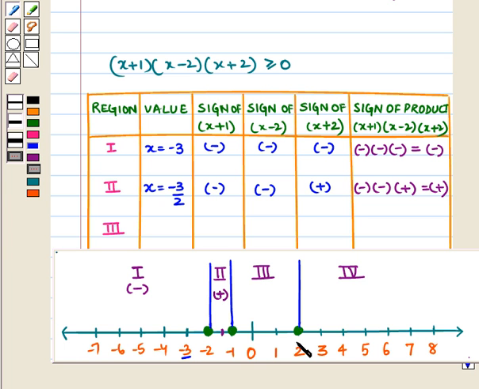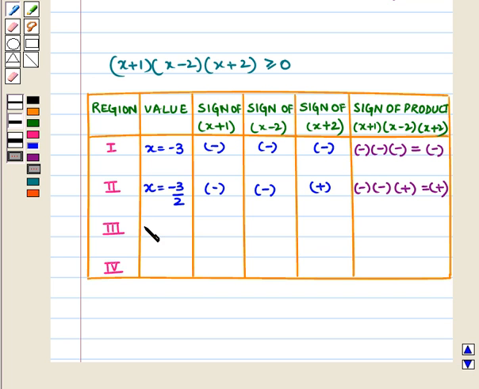The third region is open interval -1 to 2. Let us choose x equal to 0 in this region. Now we put x equal to 0 in the product x plus 1 into x minus 2 into x plus 2 and check its sign.